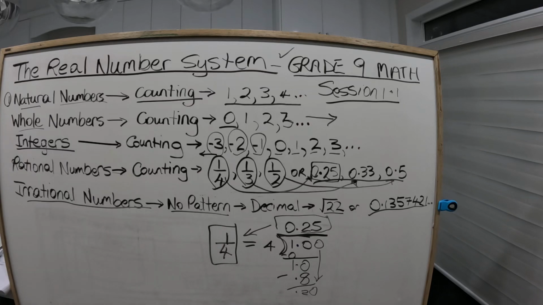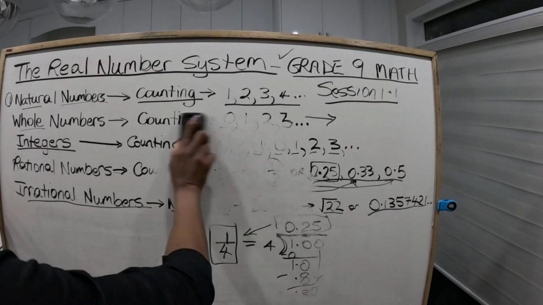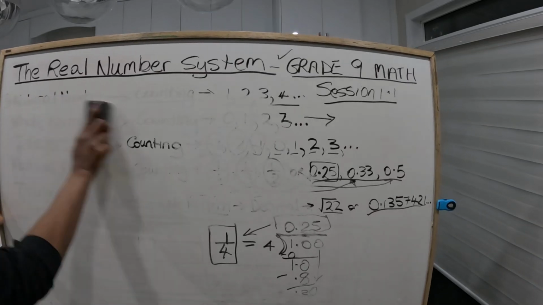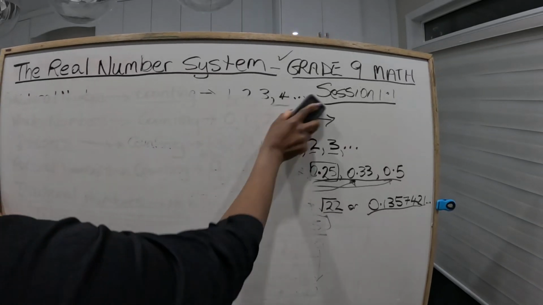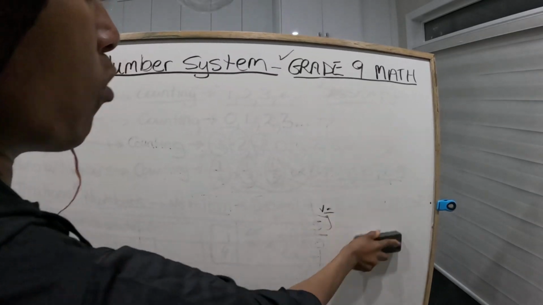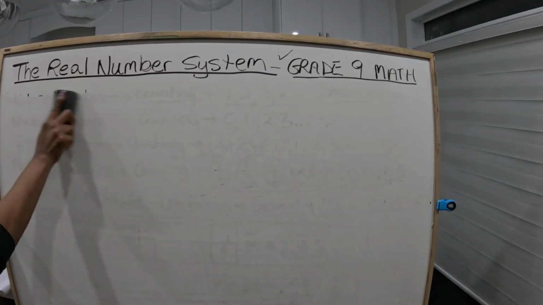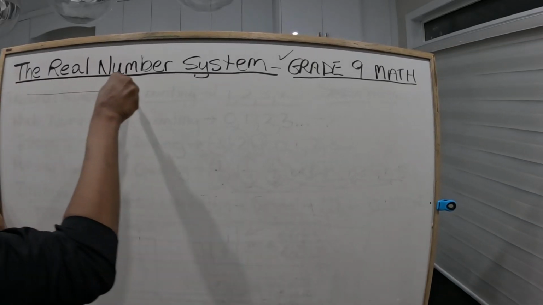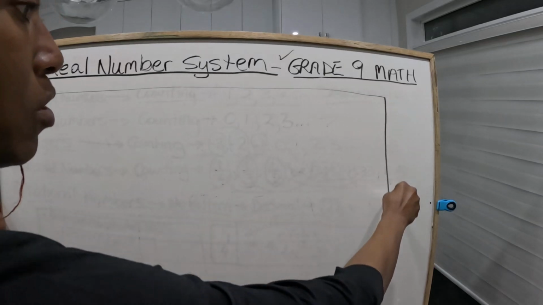So now we're going to go into an overall view of what we just talked about. So we're going to show you how they're related, and we're going to show you an easy way to look at it in the form of a Venn diagram. So in the form of a Venn diagram, we're going to put it in this form, okay?